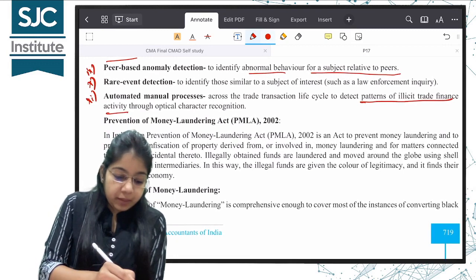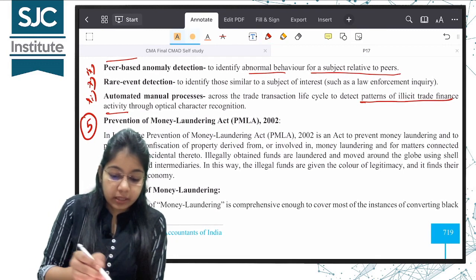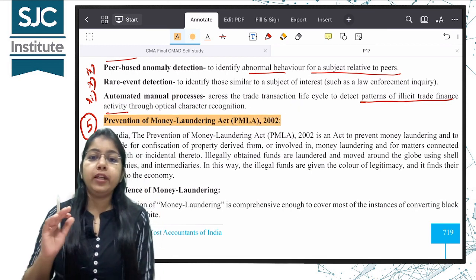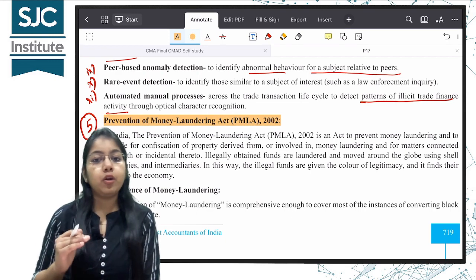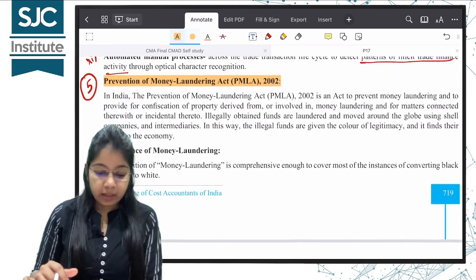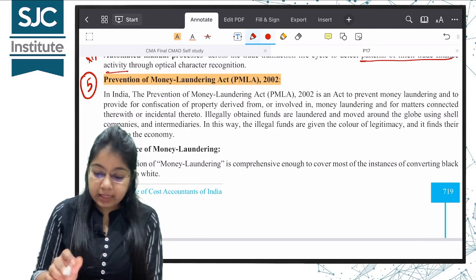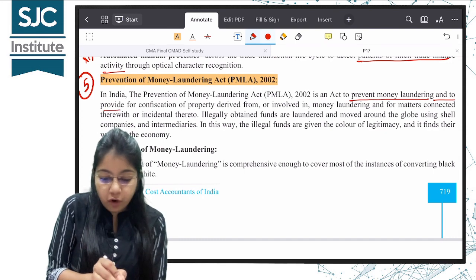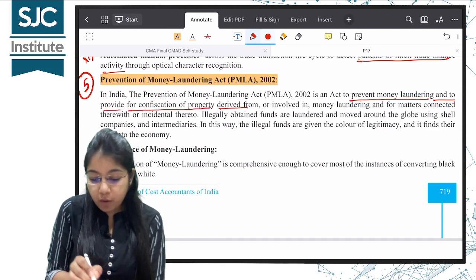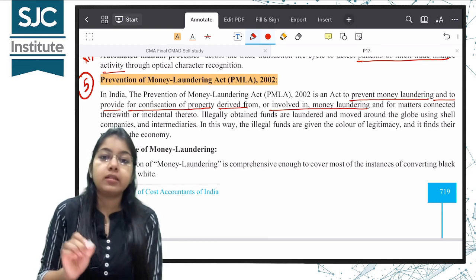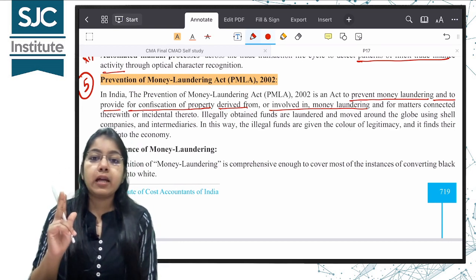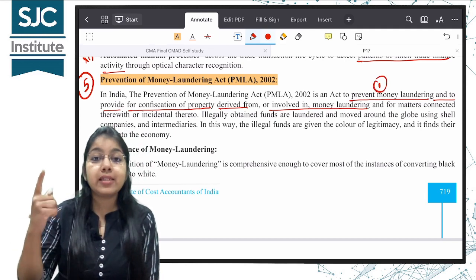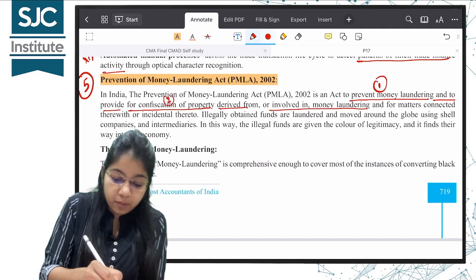The last topic will be the Prevention of Money Laundering Act, PMLA 2002. Only the relevant sections which are given in the chapter in your book, we will be studying those only. So, in India, the PMLA is an act to prevent money laundering and to provide for confiscation of property derived from or involved in money laundering and for matters connected therewith. So, two objectives of the act. One is to prevent money laundering and second is confiscation, seizing the property that has been derived from such proceeds.